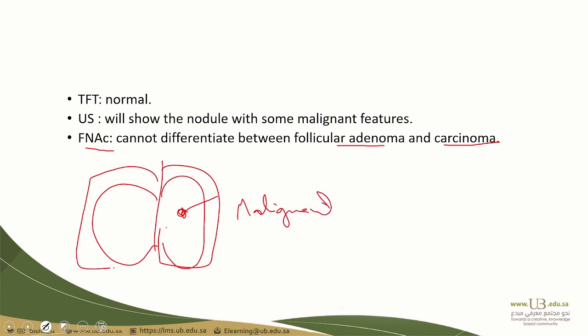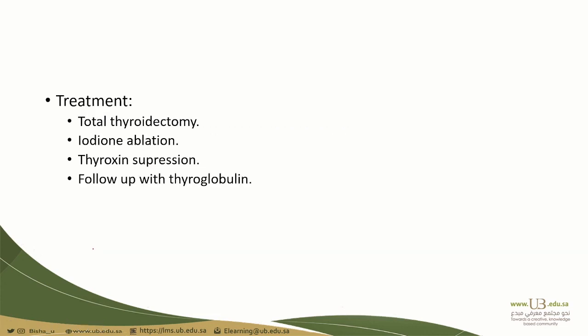then you will do completion according to the size, if it is more than 1 centimeter, and if there are other risk factors of malignancy. Otherwise, you can follow up the patient's other lobe to make sure that there is no other cancer appearing in the future in the other lobe. Treatment, as we said, is total thyroidectomy and iodine ablation because it is a well differentiated cancer, and thyroxine can suppress and also act as a replacement, and you can follow up the patient with thyroglobulin.